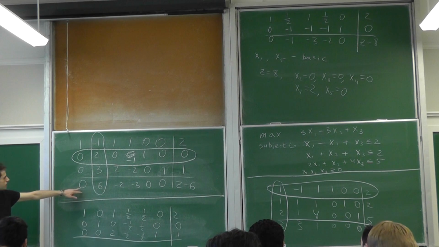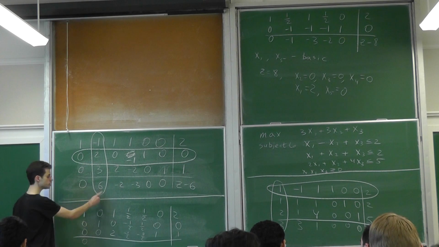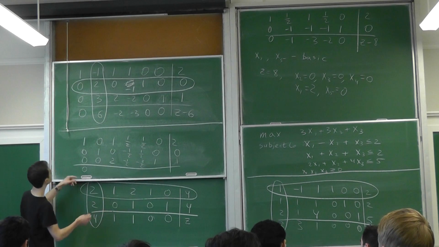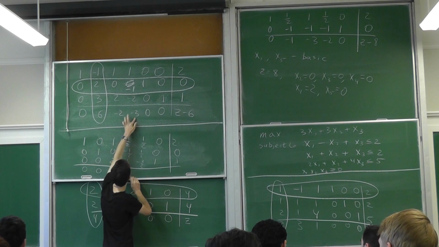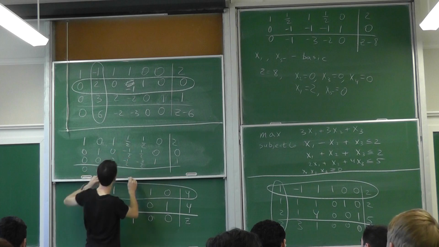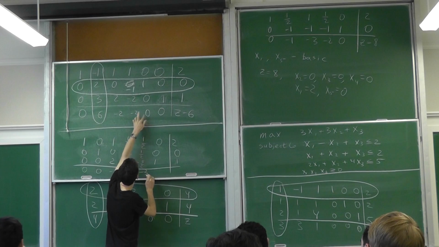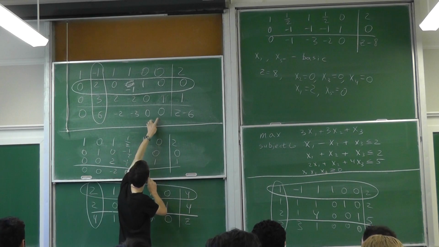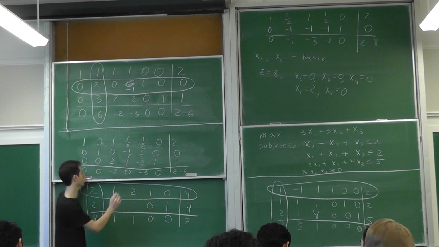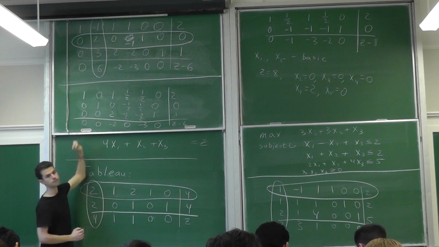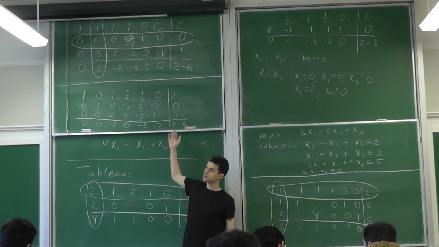And finally, what happens with z? Well, I'll subtract 3 times the second row to make this coefficient into 0. So 0, 0, minus 2, still minus 2, minus 3 times minus 1. So it's 0, 0 minus 3 times that, well, minus 3, 0 minus 0, and z minus 6, minus 3 times 0, still z minus 6. Okay, so that's my result of this pivoting.